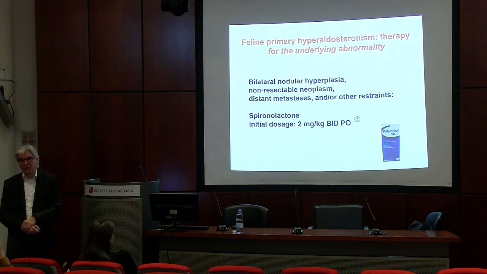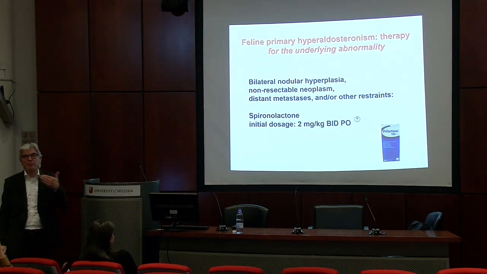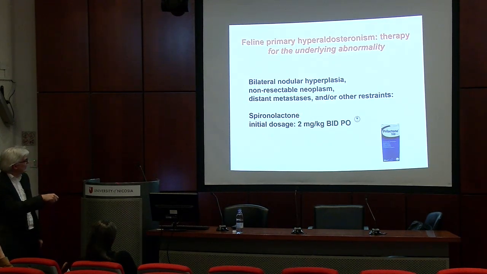And then we give an aldosterone antagonist, and we treat with spironolactone, which is a partial antagonist. So it means that you have to find what is the right dose in this cat. And our starting dose is giving twice daily 2 milligram per kilogram.